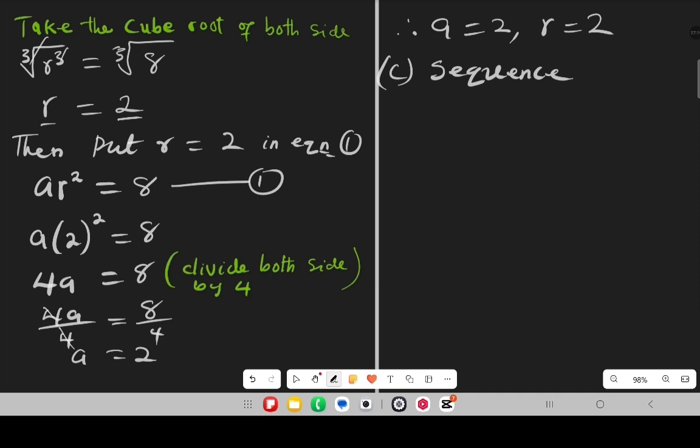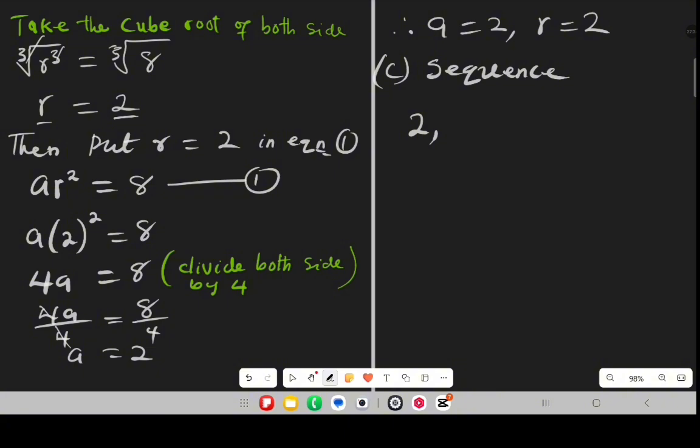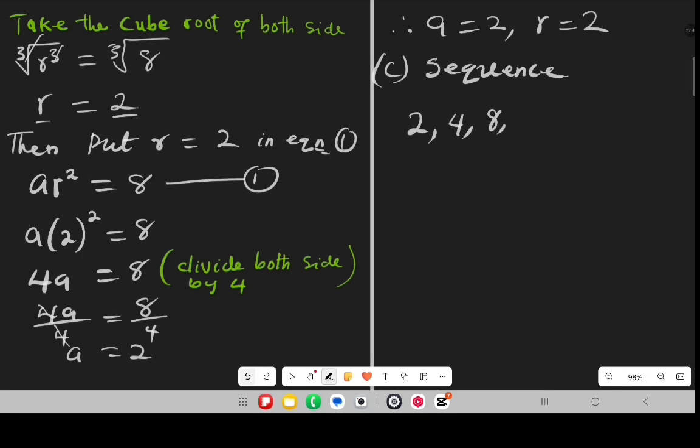The sequence will be first term, which is 2. Because it's a geometric progression, we multiply each term by the common ratio, which is 2. 2 times 2 gives us 4. 4 times 2, 8. 8 times 2, 16. 16 times 2, 32. 32 times 2, we have 64, and so on.